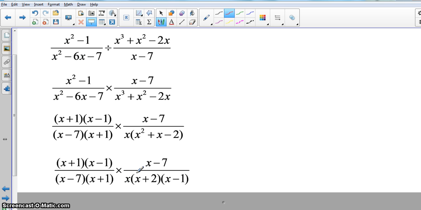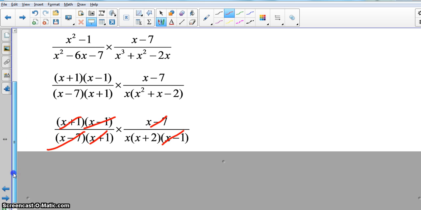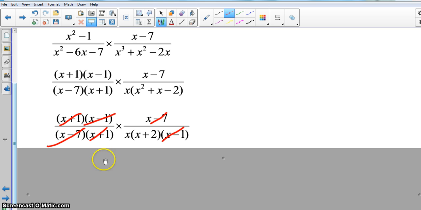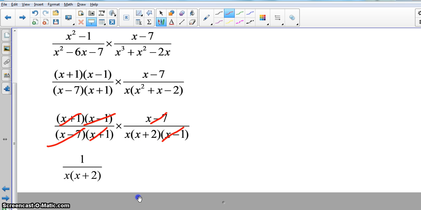Now that I have that, it's just like regular multiplication, where I can look to cancel top and bottom, or diagonally. So I have an x plus 1 in the numerator of my first fraction and an x plus 1 in the denominator of my first fraction. I have an x minus 7 in the denominator of my first fraction and an x minus 7 in the numerator of my first fraction. And then I have an x minus 1 and an x minus 1 that can cancel. So when I go to multiply straight across, my numerator is now just 1, and my denominator is going to be x times x plus 2.